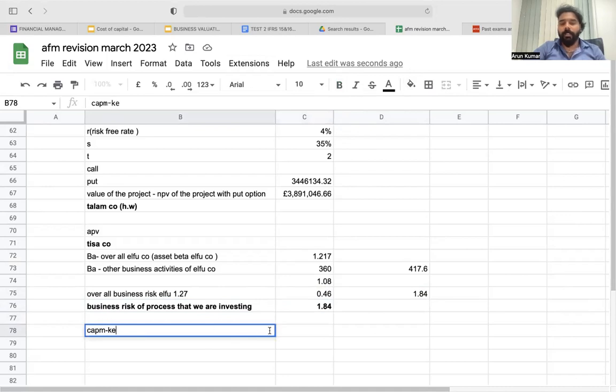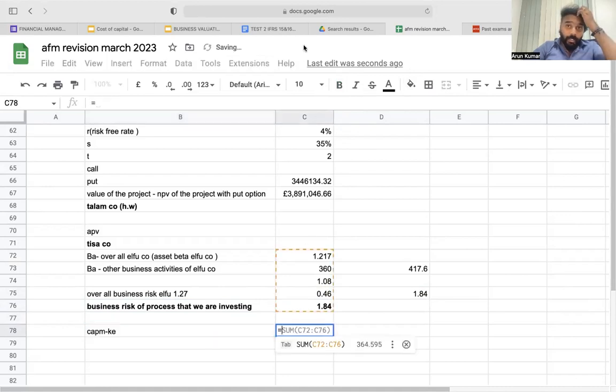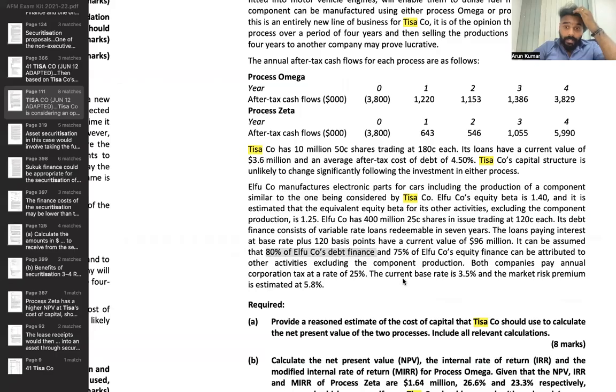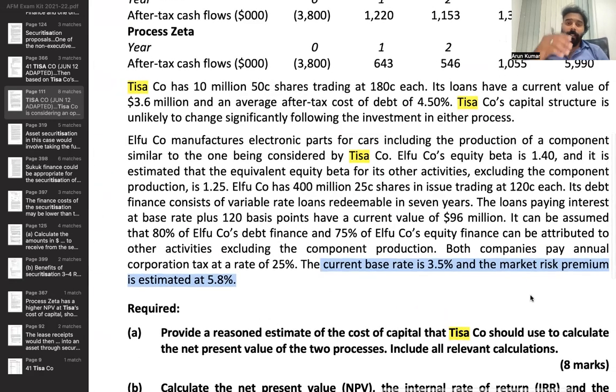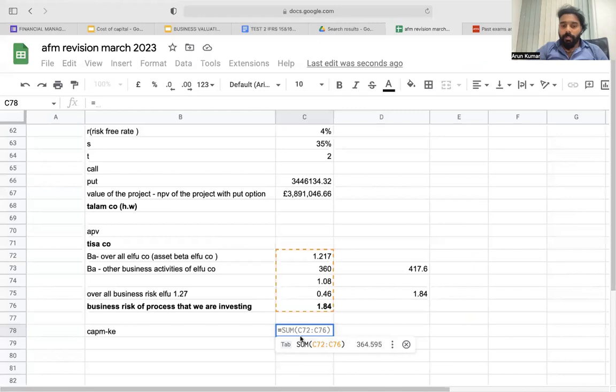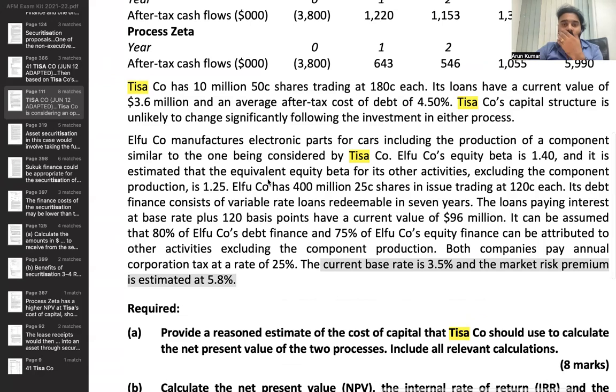So now using the concept of CAPM, I'm going to calculate the new KE. How will you calculate the new KE? They have given the current base rate and the market premium. That base rate will be considered as your risk-free rate. And the market risk premium, that is RM minus RF, is 5.8%. So now I'm going to substitute these values into the CAPM equation, which is RF plus beta E into RM minus RF. Here RF is 3.5%.